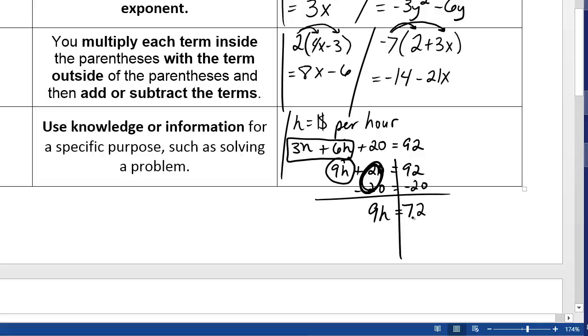Lastly, we have 9 times h. The inverse operation of multiplying is dividing. So we need to divide both sides by 9. 9 divided by 9 becomes 1. And then 72 divided by 9 is 8. So our answer will be 1 hour equals $8. And that's it. That's vocabulary for topic 1-1.